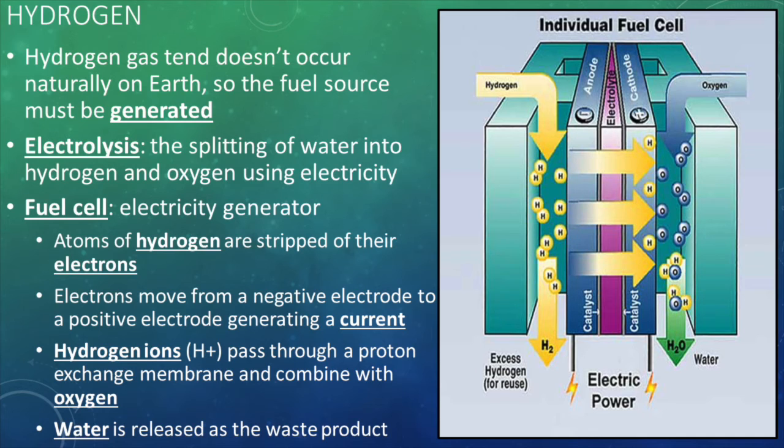Hydrogen gas is not found naturally on Earth, so we have to create it through a process called electrolysis, or the splitting of water molecules. The process of electricity generation works by stripping hydrogen atoms of their electrons, leaving hydrogen ions. The electrons flow from a negative to a positive electrode to generate an electrical current, and the hydrogen ions pass through an exchange membrane through which they combine with oxygen to create water as the waste product.